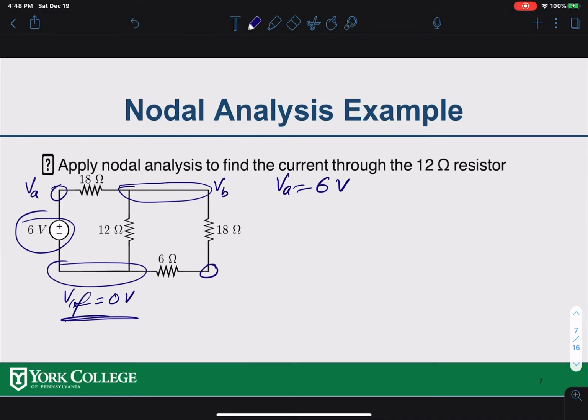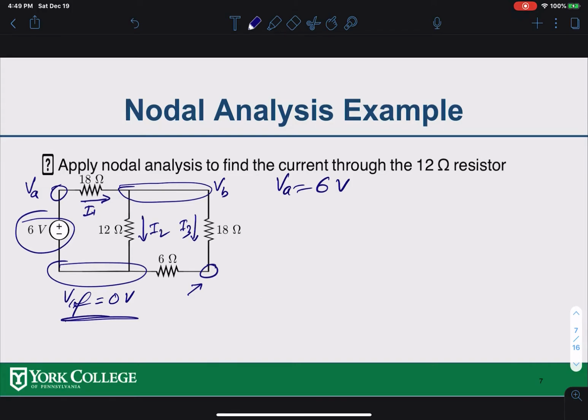Now, let's assign the current for each of the branches. Let's say this is my I1, and this is my I2. I'm also assigning the direction, as you can see. This is my I3. As I said, the 18 ohms and 6 ohms both have the same current I3, so I don't have to do anything with this node for the circuit solution.